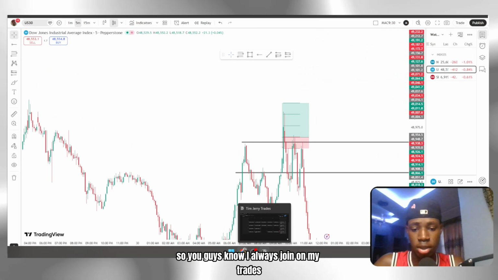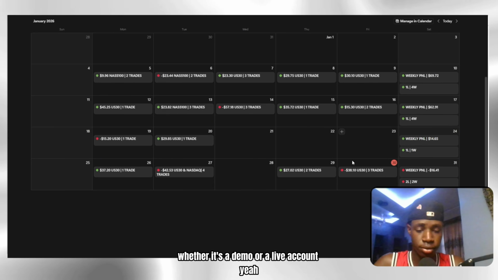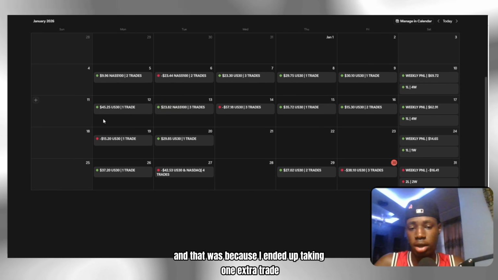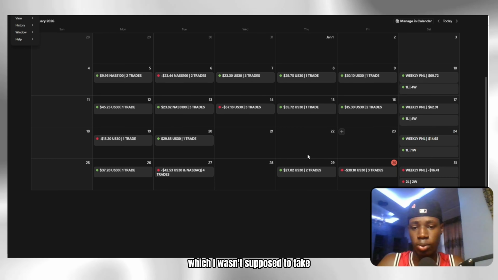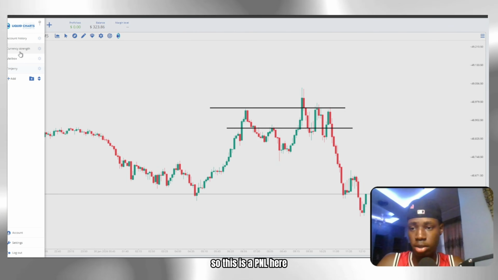So you guys know I always journal my trades, whether it's a demo or a live account. Here you can already see that we lost about 38, and that was because I ended up taking one extra trade which I wasn't supposed to take. So this is the P&L here.